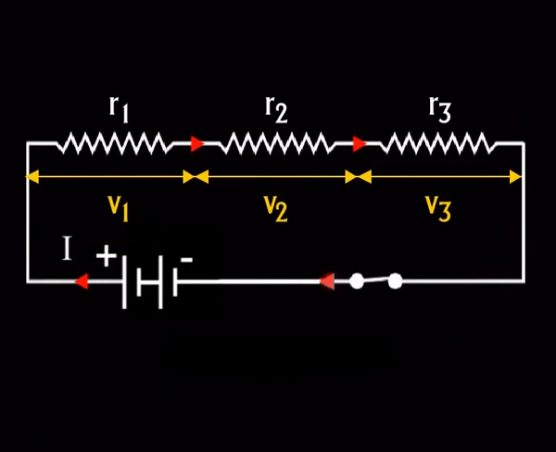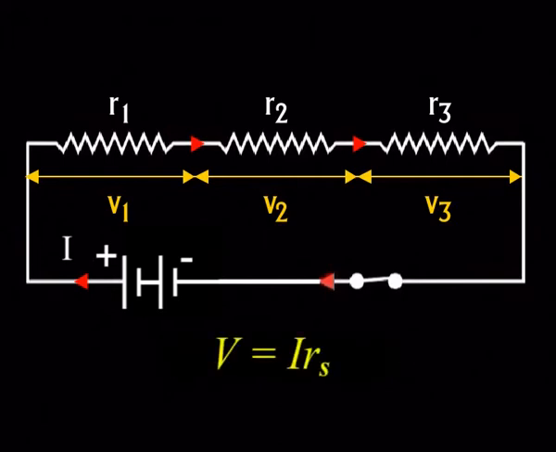If V is the potential difference applied across the combination of these three resistors using the battery, in series combination, the same current, say I, will be passing through each resistance. Let V1, V2 and V3 be the potential difference across R1, R2 and R3 respectively. Then, according to Ohm's law, V1 is equal to I into R1, V2 is equal to I into R2, and V3 is equal to I into R3. Here, V is equal to V1 plus V2 plus V3.